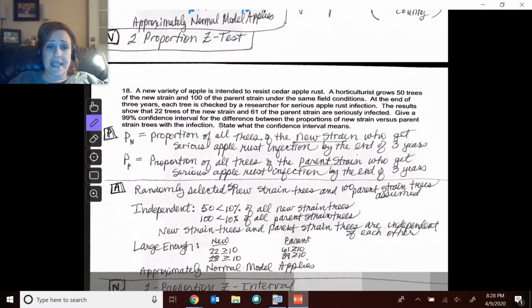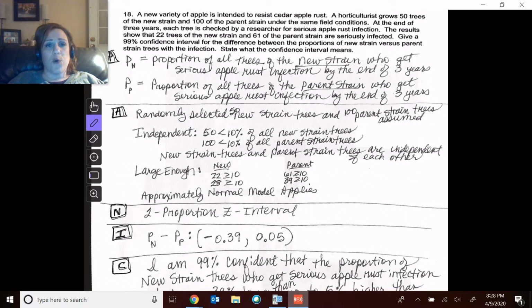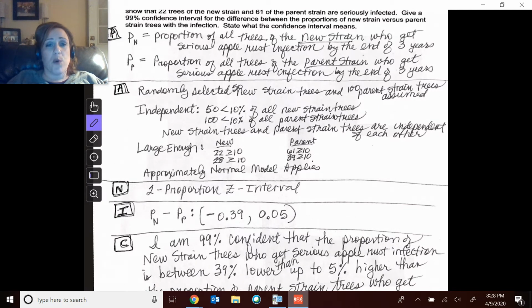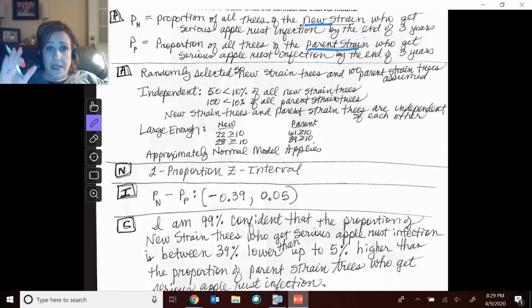All right, the next one, number 18, was also two proportions, but it was asking for an interval. It was asking for you to estimate the difference between those two proportions of new strain and parent strain trees who get the serious apple rust infection. So my parameters, I had this first one, the proportion of all such trees with the new strain. Remember, you're always including that treatment, or that something special that's different, who get serious apple rust infection by the end of 3 years. The other one is the proportion of all such trees with parent strain, because these are the populations. We are going to make an inference about the population, not just about our sample. Okay? So that's the populations we're going to be inferring to.